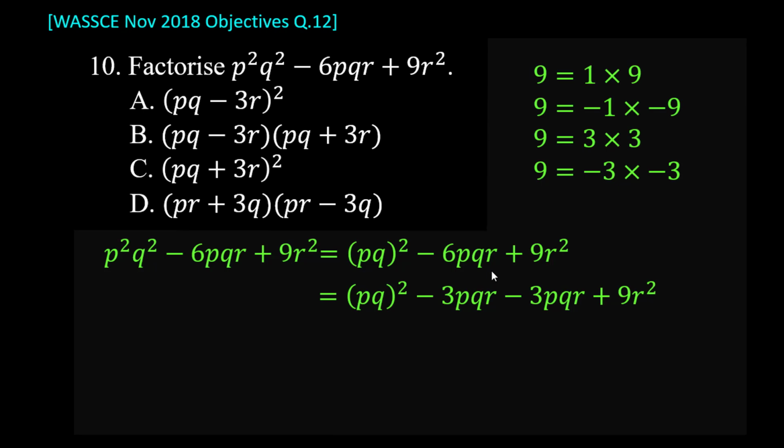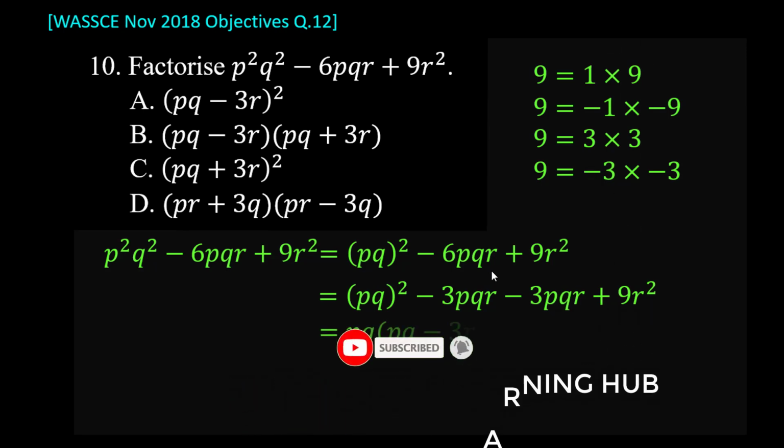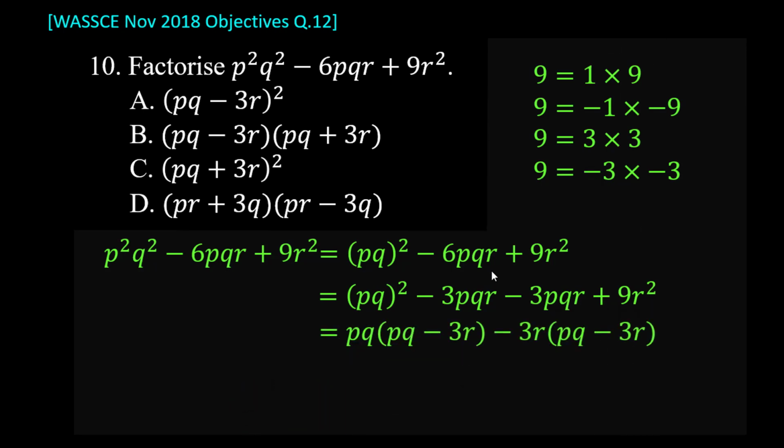Instead of saying -6pqr for our middle term, we'll now split it up into -3pqr minus 3pqr. Then the rest of the items are also followed. For the first two expressions we can factor out pq, and in the second we can factor out -3r as shown on the screen. And now when we factor out pq minus 3r, we now have the final expression as shown on the screen.